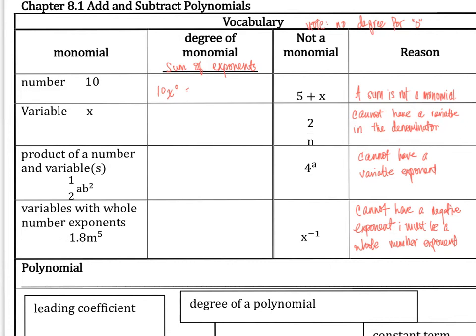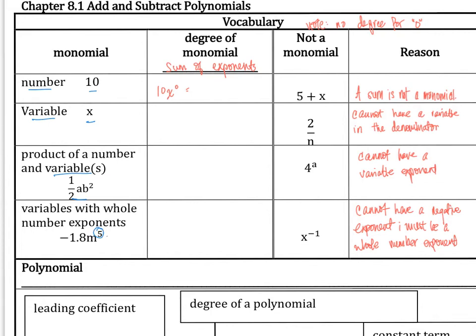In 8.1, we're going to learn about how to add and subtract polynomials. Let's look at what monomials are. A monomial can be just a number, such as 10, a variable x, or a product of a number and variables, or variables with whole number exponents.